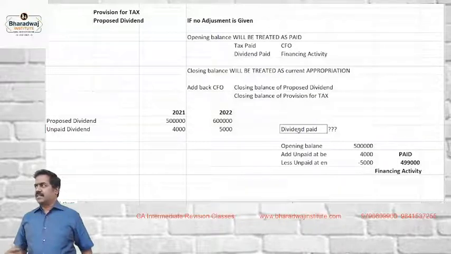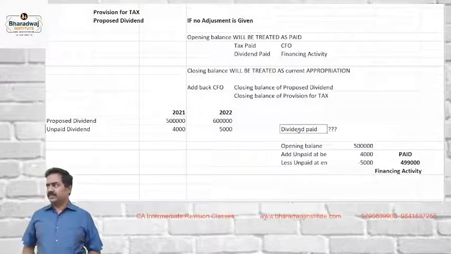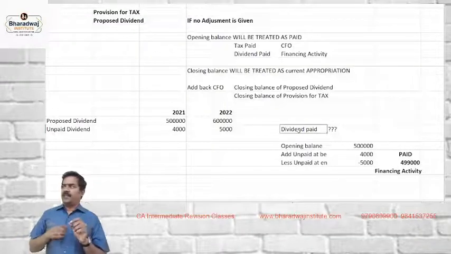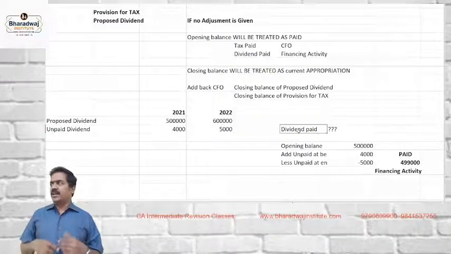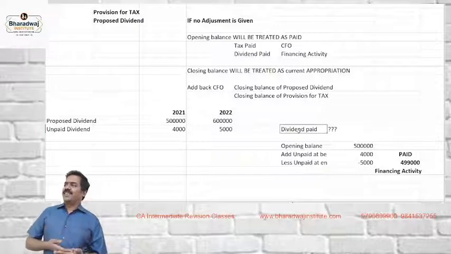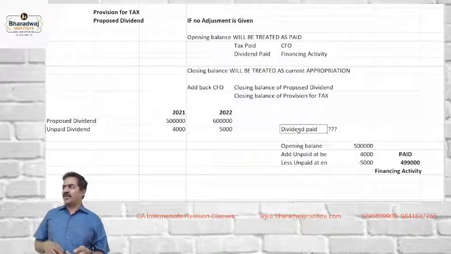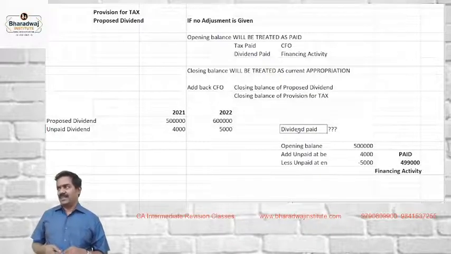TDS refund, if it is done, will be adjusted with tax paid. If you get any tax refunds, tax paid minus tax refund, the net amount you can take. Or in some textbooks they would have included TDS refunds as inflow and total gross tax paid as outflow. Advance tax is also treated like that.